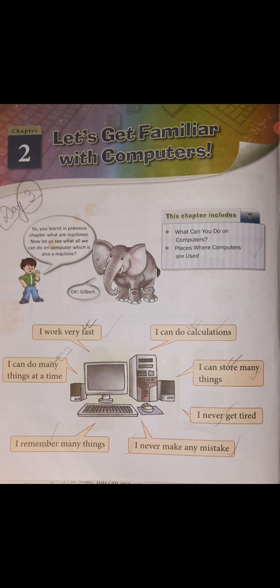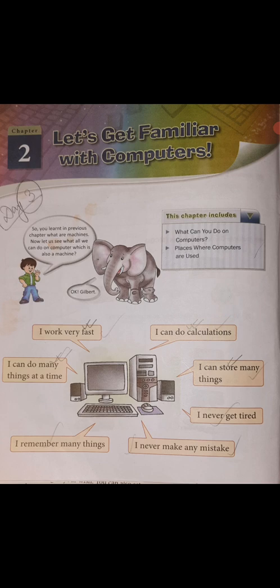So there are 5 points that a computer can do, and there are 2 points that a computer never does. What are those? The 5 main points that a computer can do: first, I work very fast. Second, I can do many things at a time. Number three, I remember many things. As a computer has lots of memory, it can store so many data and remember all those data.